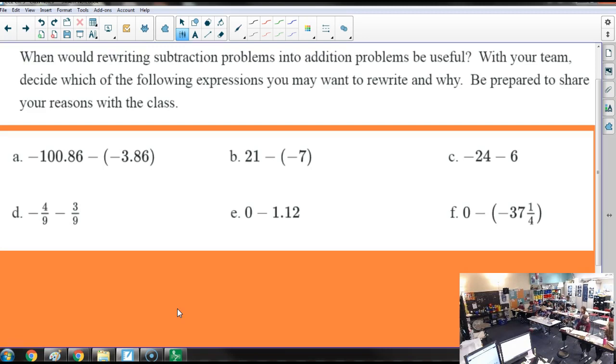Hey guys, what did we learn yesterday from that video? Subtraction isn't real. Yeah, subtraction doesn't really exist, right? So subtraction is really just made up, and so is addition. Everything is made up. We made all of it, but subtraction is harder, and we want to make it easy. So that's why we're switching everything to addition.